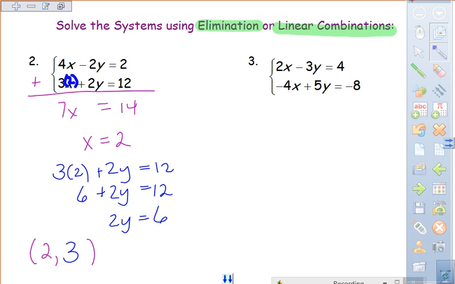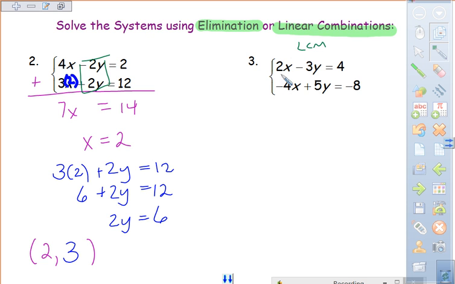Let's get a step harder. Notice in question number 2, we have opposites already, a 2 and a negative 2. In number 3, I don't have opposites, so we have to think, where would it be easier for me to get opposites? 2 and negative 4. We're looking for our LCM, our least common multiple. Multiples of 2 are 2, 4, 6, 8. Multiples of 4 are 4, 8, 12. So we want to find a common one. I believe 4 is our common.